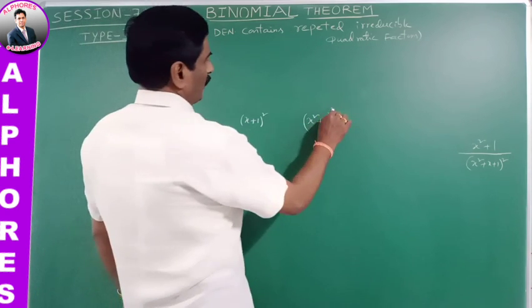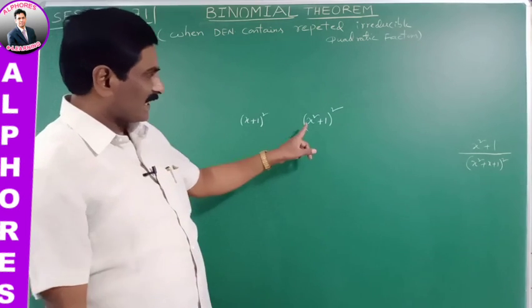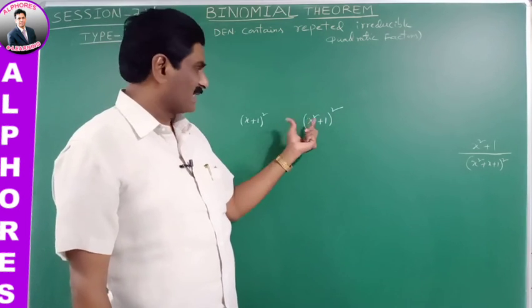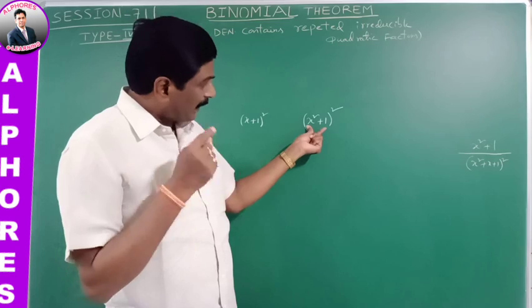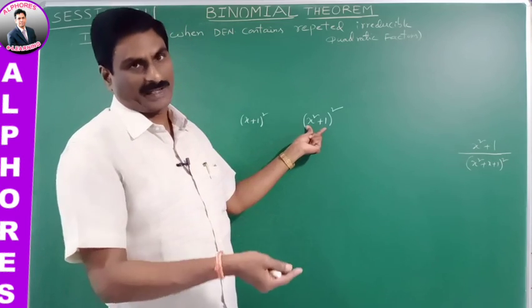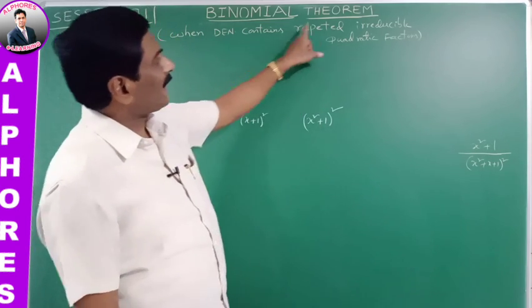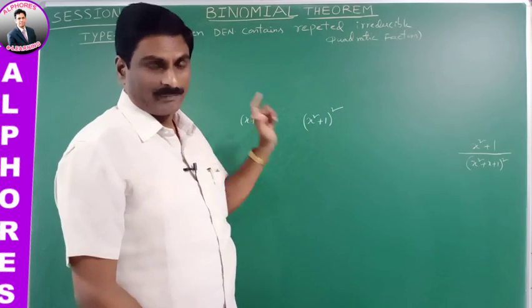Suppose x square plus 1 whole square, what is the meaning of this? x square plus 1 is repeated 2 times. That means it is a repeated irreducible quadratic factor. Okay, please note this.